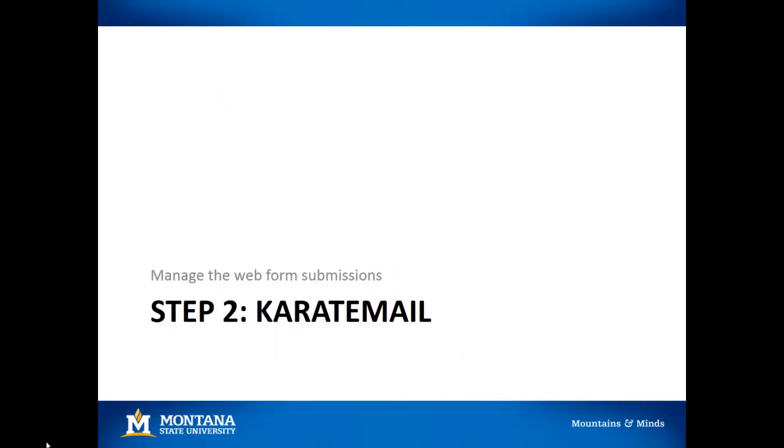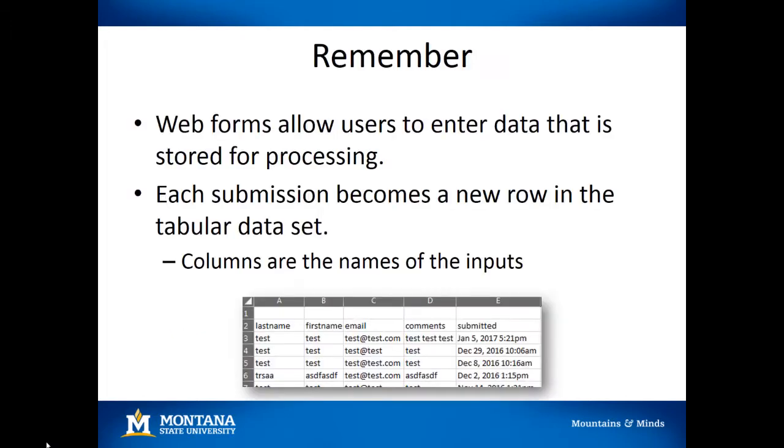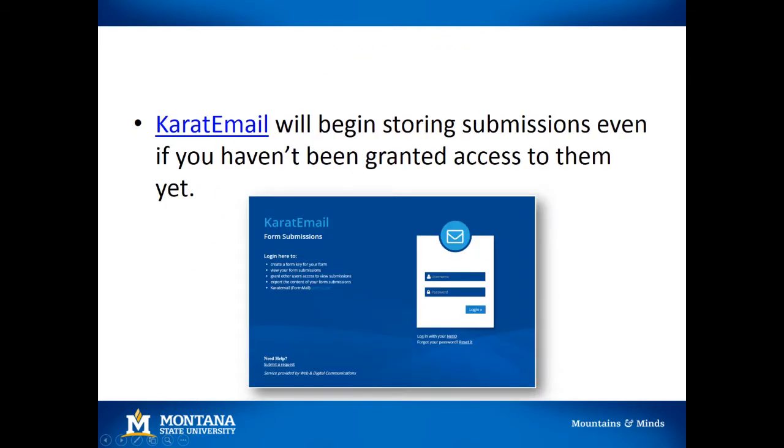So step 2, managing the form submissions through Karate Mail. So remember, web forms allow users to enter data that is stored for processing, and each submission becomes a new row in that tabular data set. And columns are the names of the inputs. So we have last name, first name, email, comments, and an automatically supplied submitted. Now Karate Mail will begin storing submissions again, even if you haven't been granted access to them yet.